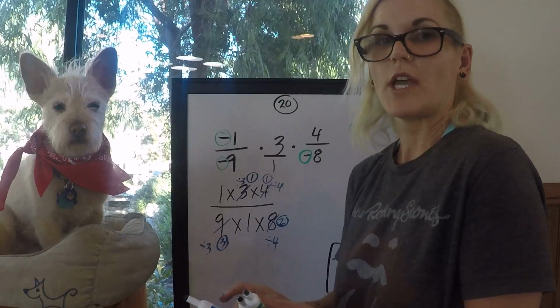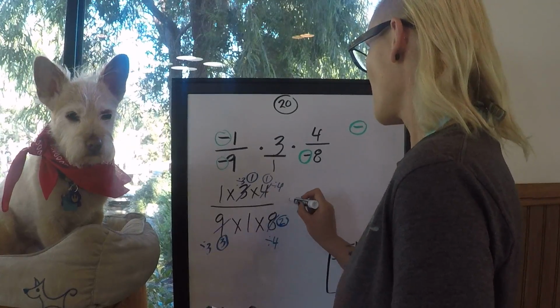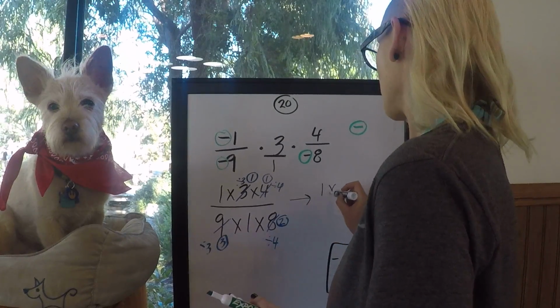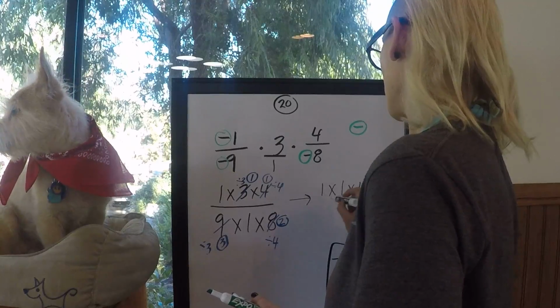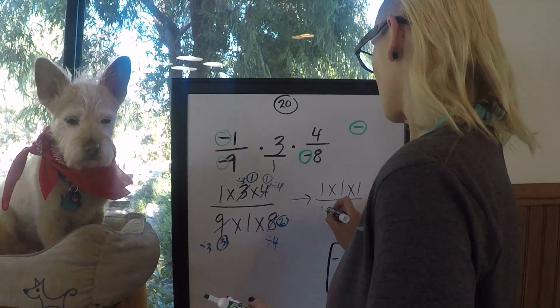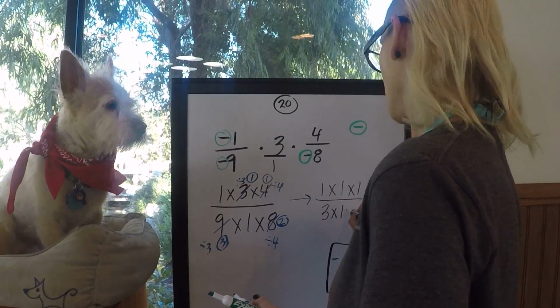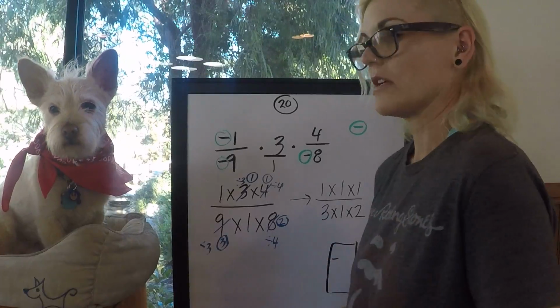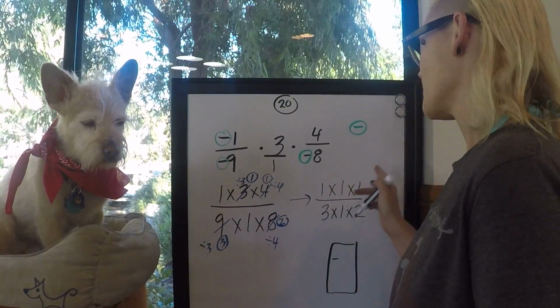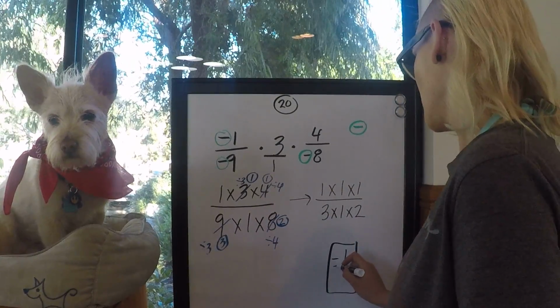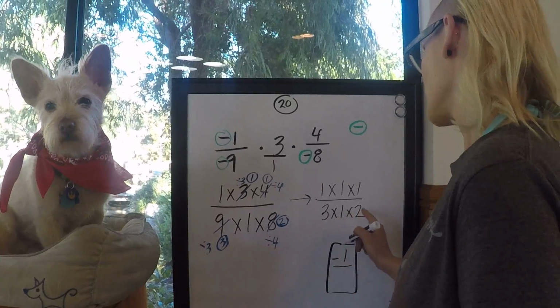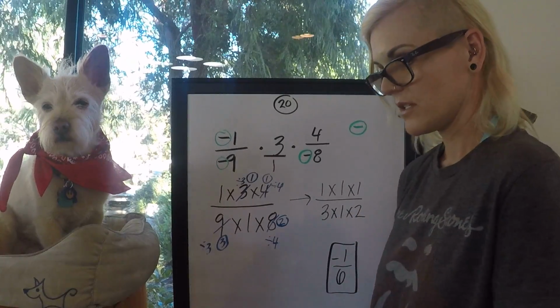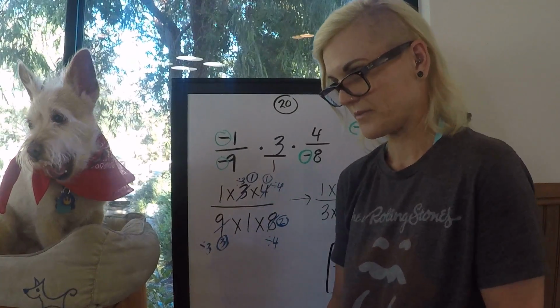Okay, then I'm going to rewrite our new numbers. So on the top, I've got 1 times 1 times 1, and on the bottom, I've got 3 times 1 times 2. All right, so all together, on the top, 1 times 1 times 1 is going to be 1, and on the bottom, 3 times 1 times 2 is going to give me 6. So we have a negative 1/6.